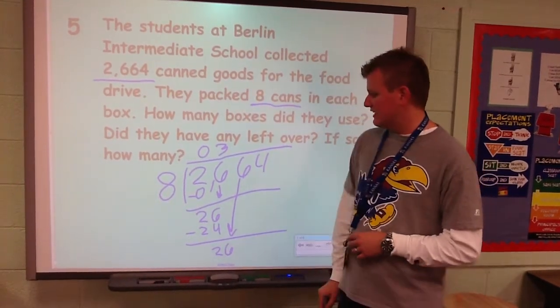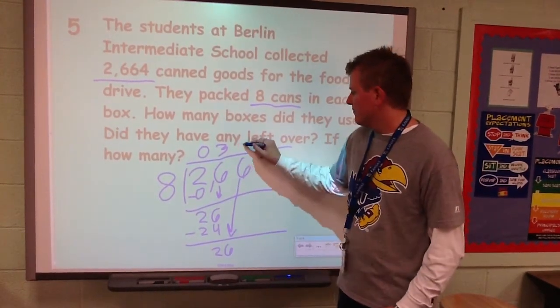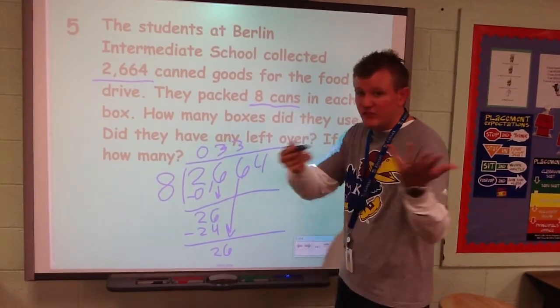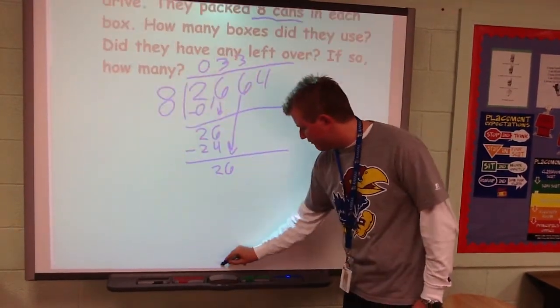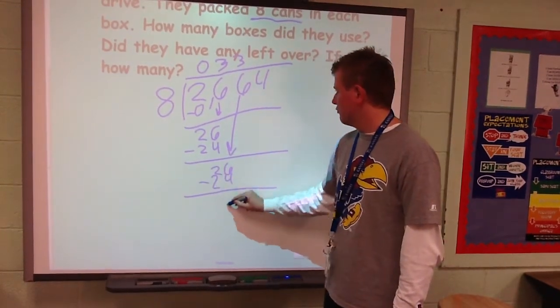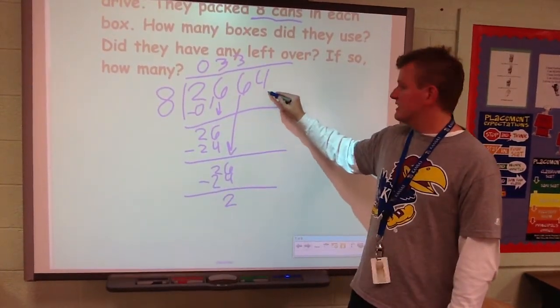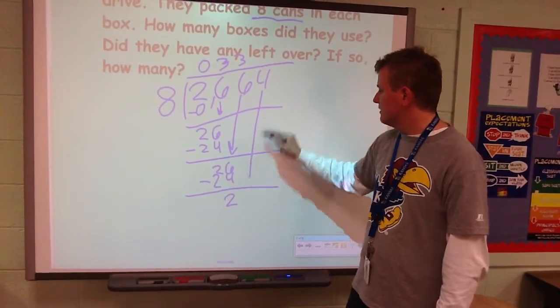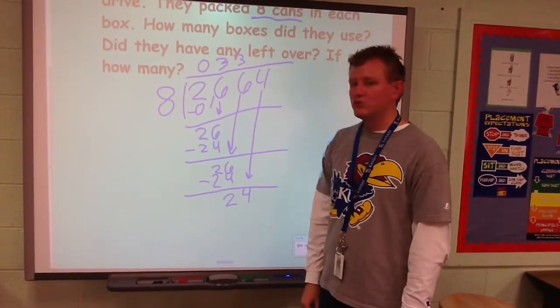We've got 26 again. Well, we just did that problem, right? 8 goes into 26, again, 3 times. 3 times 8 is 24. 26 minus 24 is 2. And now the 4 is going to take the elevator all the way down to the basement. And I'm left with 24.